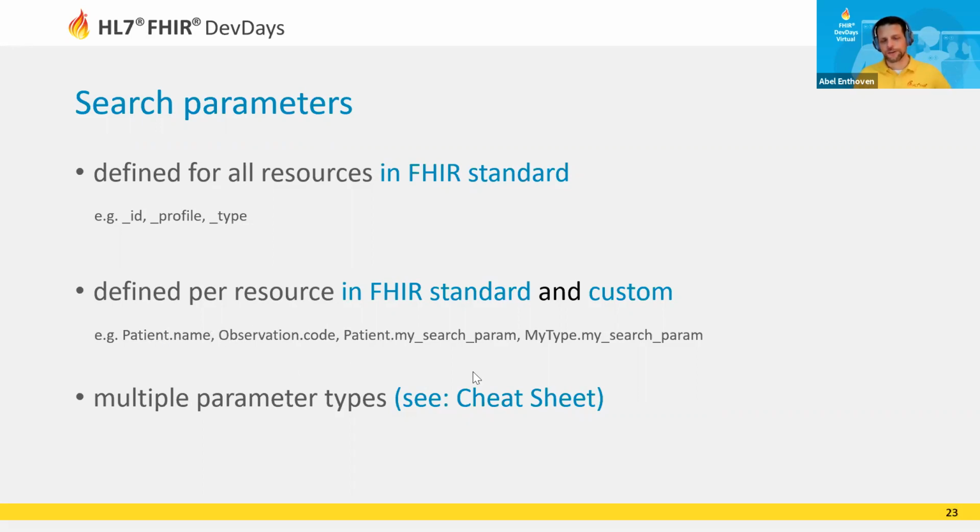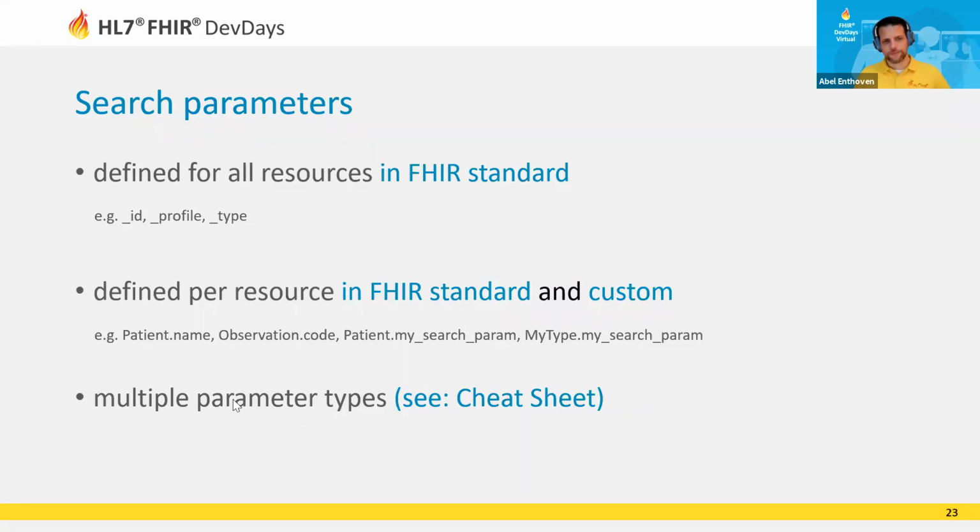and you can also define your own search parameters. Then you are already doing some extra stuff. That's probably not something that you would start with, but it's something that can be done. So you can define your own search parameters on resources, and you can actually also define your own resources. So that's for the future.